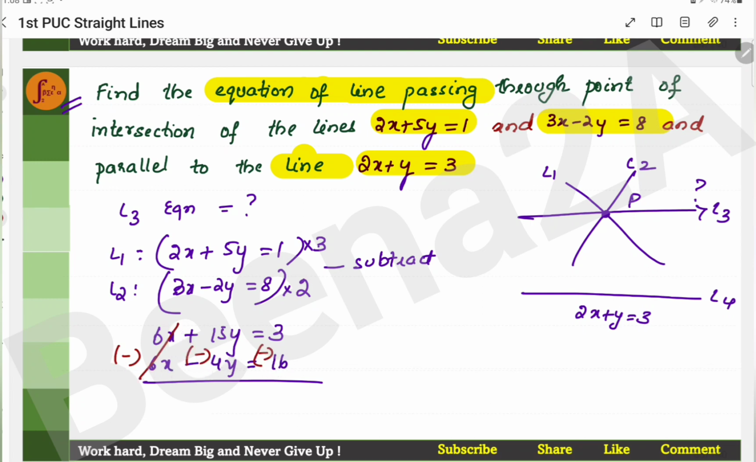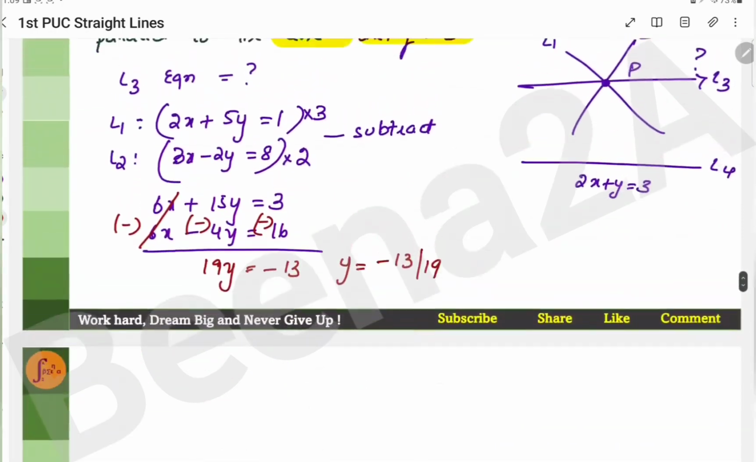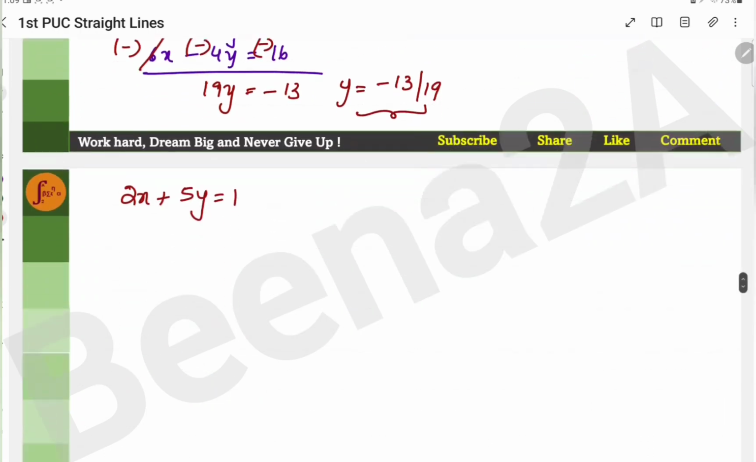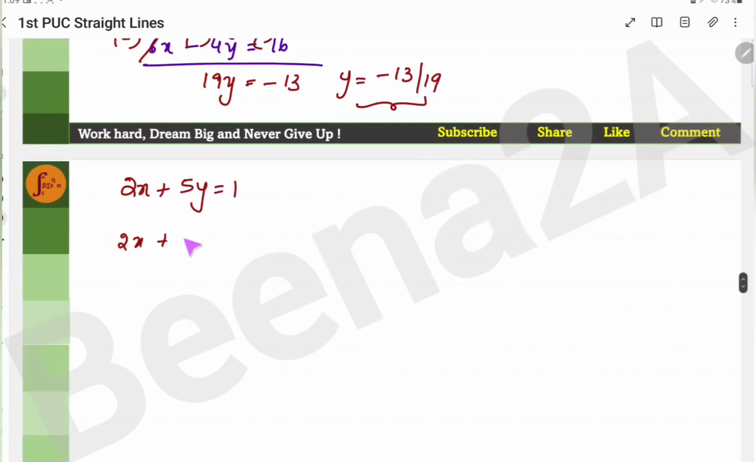So this will get cancelled. 15y plus 4y is 19y. 3 minus 16 is minus 13. So y is equal to minus 13 by 19. So I got the y value. Now let's find the x value. So let's take the equation 2x plus 5y is equal to 1. Let's substitute the y value, minus 13 by 19, is equal to 1.